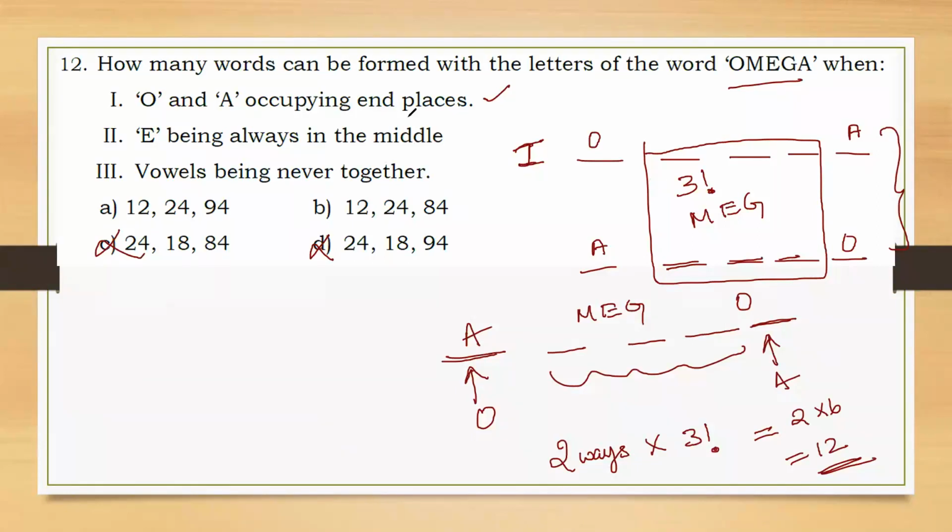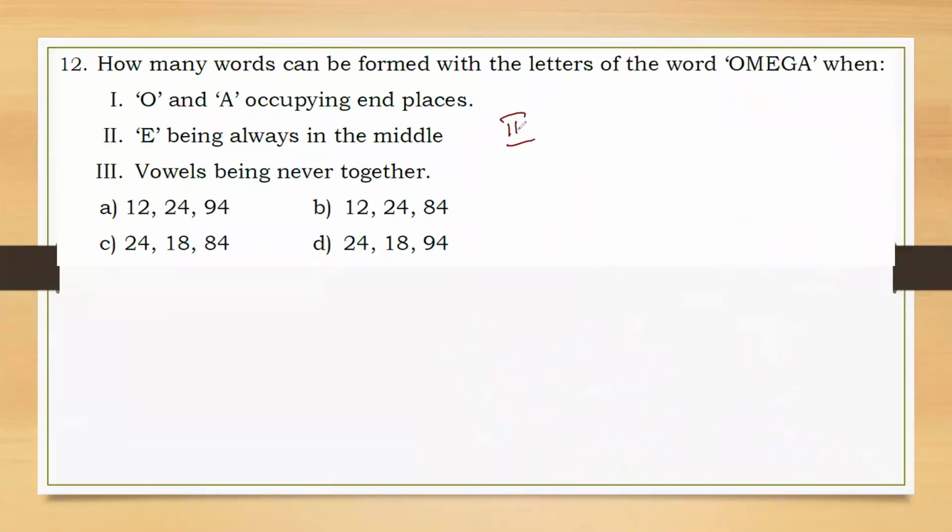Okay, the second one. E being always in the middle. So we have a 5-letter word, and E must be in the middle. There is only one way, since we have only one E. Then the remaining 4 letters have no condition.